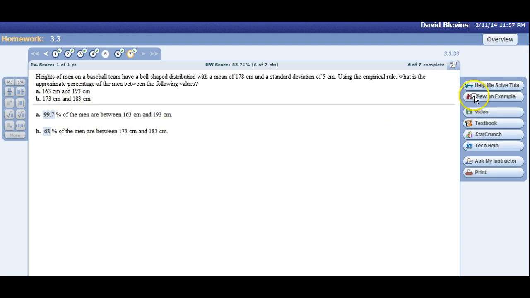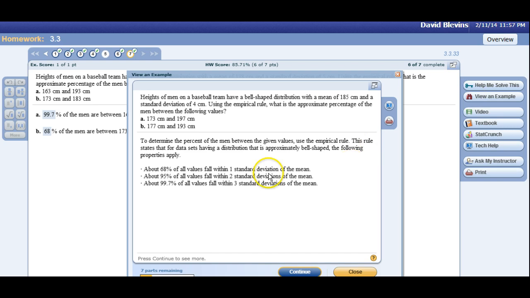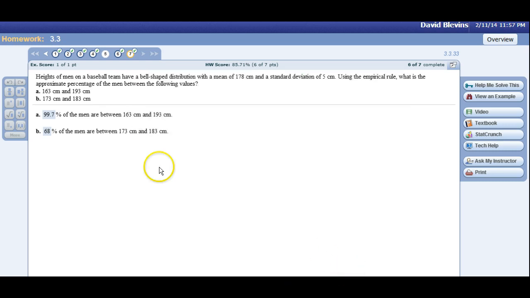If you click on View an Example, it'll still walk you through that, 68, 95, 99.7, but you have to understand what it means to be so many standard deviations above the mean. You've got to be able to count, in this case, 5s. But whatever the standard deviation is, you need to be able to count how many of those you are above and below the mean, and that'll tell you what percent is trapped in there. So there's 17 minutes. That's me explaining your homework.